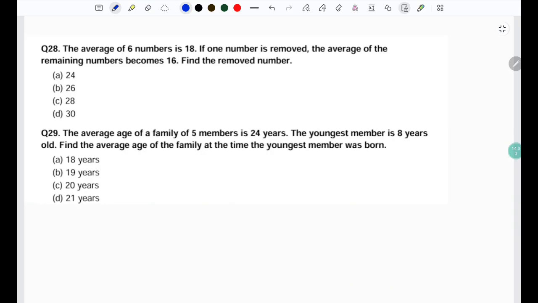So here is another question in which they have asked us about the average age of a family of 5 members, which is 24 years, and the youngest member is 8 years. Then find the average age of the family at the time of the youngest member's birth. And the previous question was: the average of 6 numbers is 18, and if one number is removed, then the average of the remaining numbers becomes 16. Then we have to find the removed number.